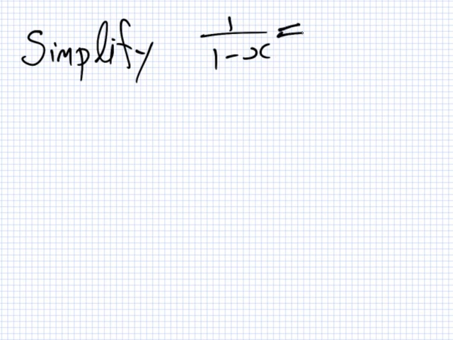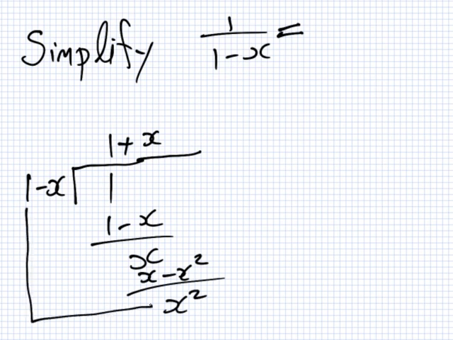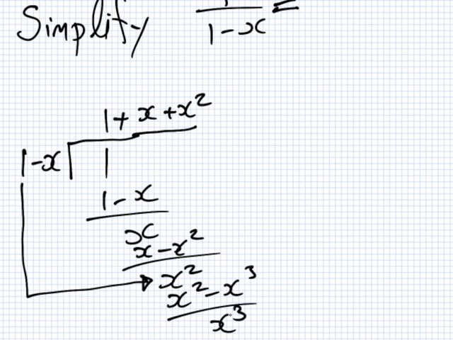Okay, so I want to know what this is. 1 minus x divided into 1. So what do I have first? 1. And then I have 1 minus x. I subtract, I'm left with x. So, what do I multiply 1 by to make it become x? 1. Not quite. 1 multiplied by x will make it become what we need. So that's x minus x squared. Subtract, I'm left with x squared. Okay, what do I multiply 1 by to make it become x squared? X squared. So now I have x squared minus x cubed. And I'm left with x cubed, and so on.